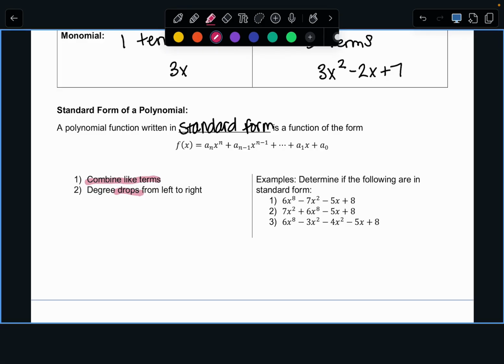And the degree, the exponent on your variable, is dropping from left to right. If you look here, this is the general notation for polynomials. You might see this in later classes, but we start with an exponent of n, and then we drop it to n minus 1, and then we keep dropping it until we get just 1 in our exponent and 0 in our exponent. And all those a's out in front are just your coefficients. So I would get used to that word. These a's right here are called coefficients. That's just the number in front of your variable.